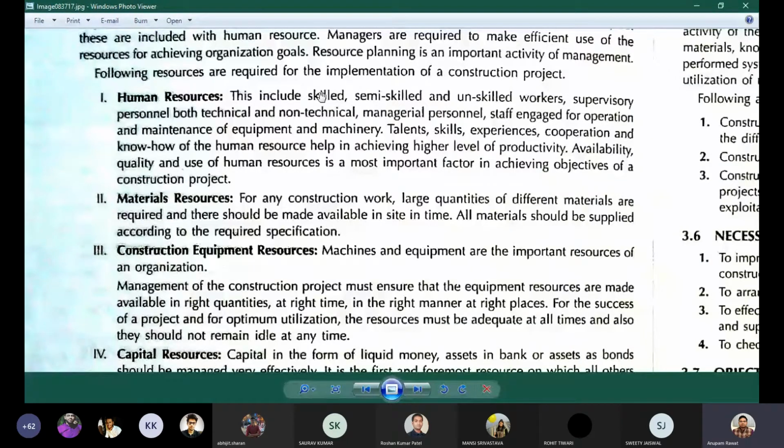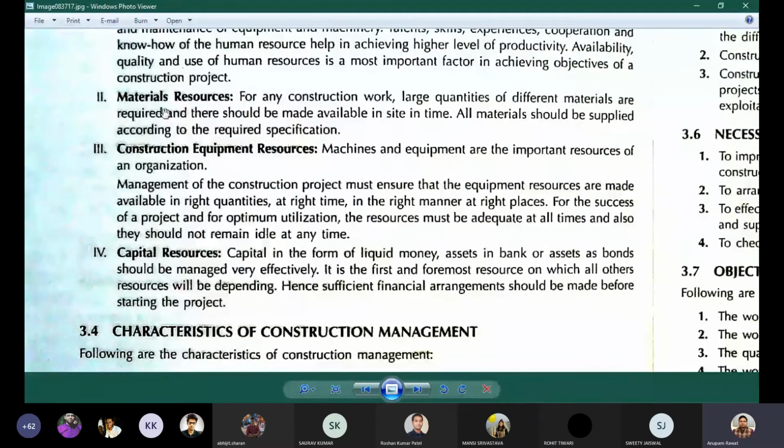Human resource includes skilled, semi-skilled, and unskilled workers, supervisory persons both technical and non-technical, managerial persons, and staff engaged for the operation and maintenance of equipment and machinery. Talent, skill, experience, cooperation, and know-how of the human resource help in achieving a higher level of productivity. Availability, quality, and use of human resources are the most important factors in achieving the objectives of a construction project. Also, materials are required.